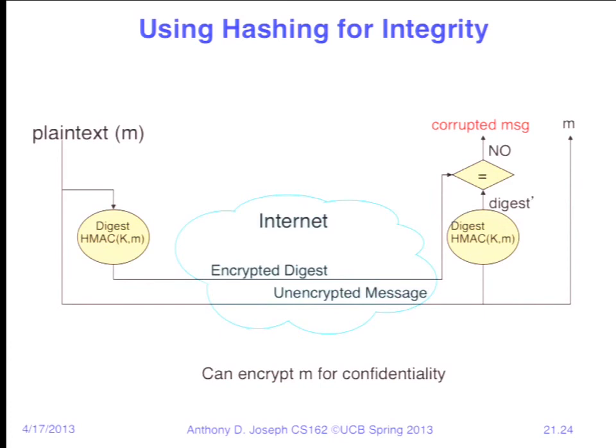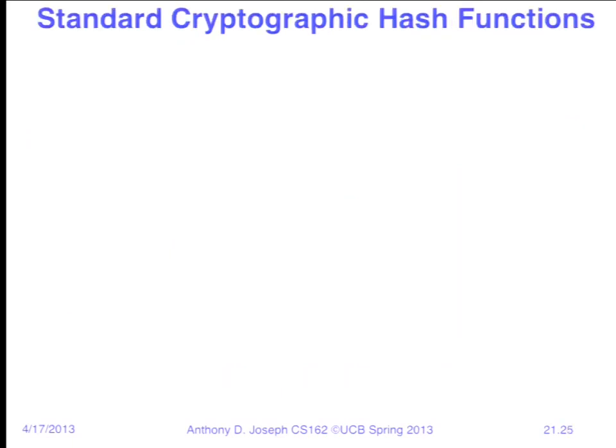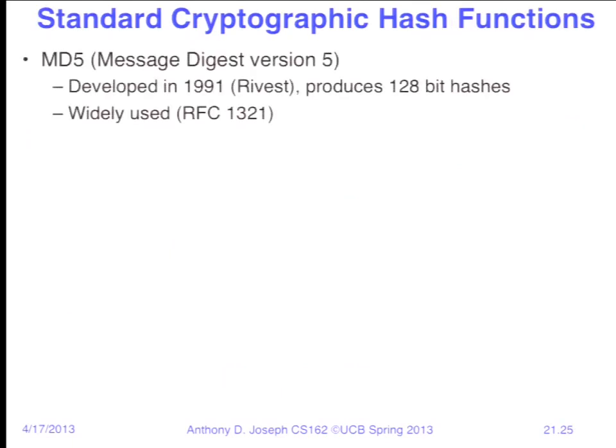Okay, so what are some of the cryptographic functions out there? Well, one of the first widely used functions was the Message Digest version 5, developed by Ron Rivest at MIT back in 1991, and it produces a 128-bit hash. So it takes your big message and converts it into a 128-bit number, which can represent 2 to the 128 space. Very, very, very widely used. Anything out there that uses crypto supports MD5, which is not a good thing.